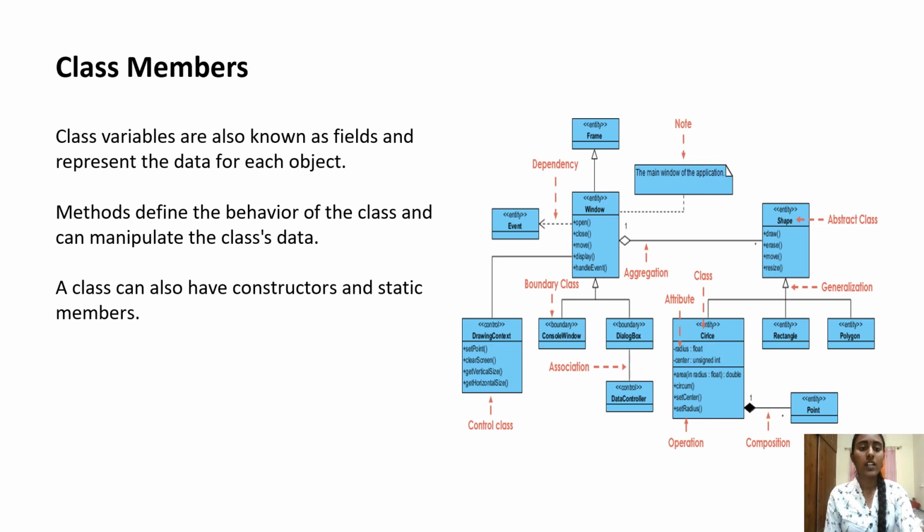Class members. Class variables are also known as fields and represent the data for each object. Methods define the behavior of the class and can manipulate the class data. A class can also have constructors and static members.